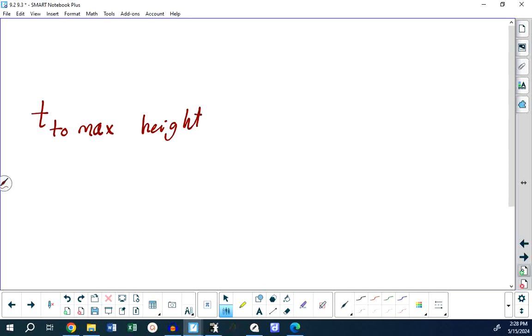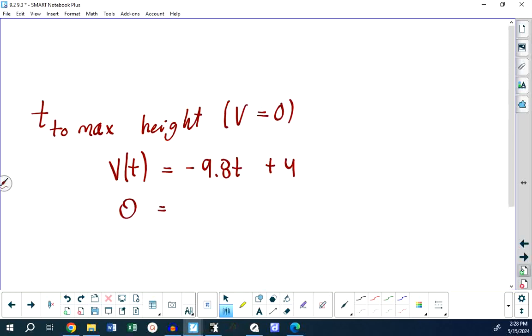Well, we have our velocity function, v of t equals negative 9.8t plus 4. Am I right? I'm just trying to remember. I think that's right. So at the maximum height, that would be where v of t is 0. So you have to take 0 equals negative 9.8t plus 4 and solve that for t.